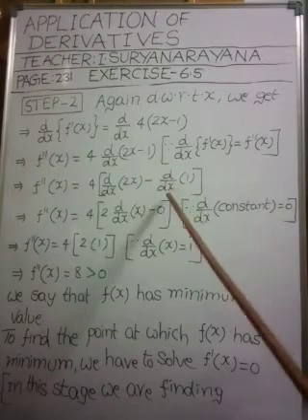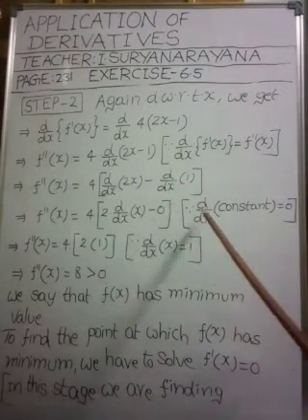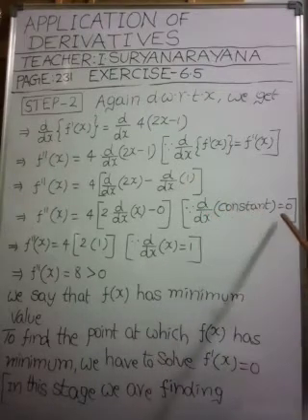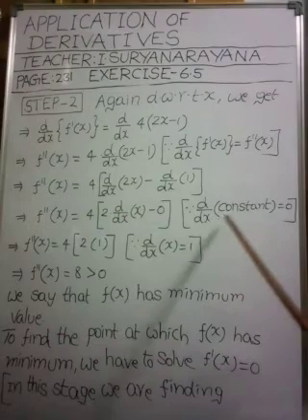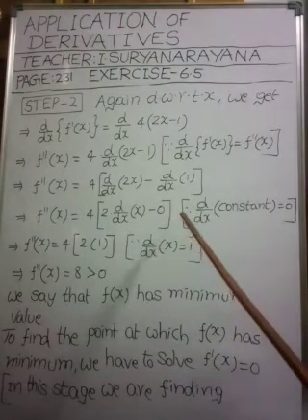Minus d by dx of 1. What is the value of d by dx of 1? 0, because it is a constant function. So d by dx of any constant is equal to 0. By using this formula, we got this step. Understood this step, my children?